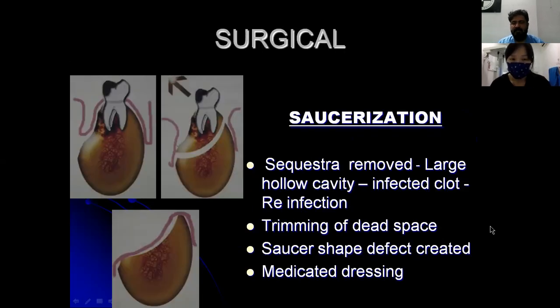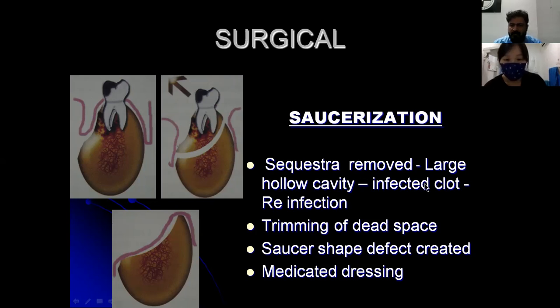Now in surgical, the first process is saucerization. This you can do in the clinic. In saucerization, as you can see in the diagram also, first the periosteal flap is raised. Then along with this, can you see the arc? The bone is cut in this shape so that hematoma does not accumulate. So saucerization is done.